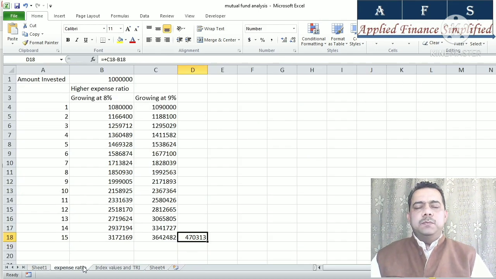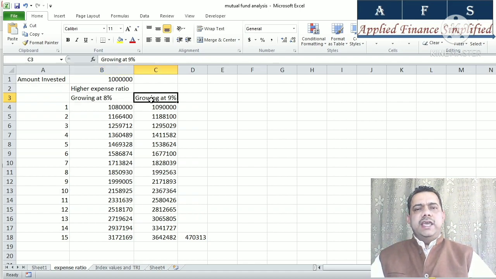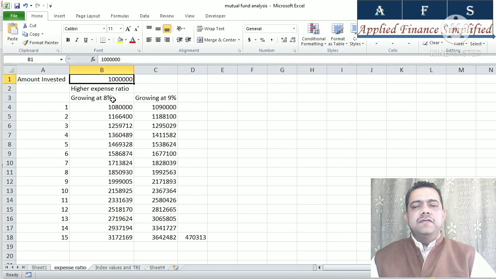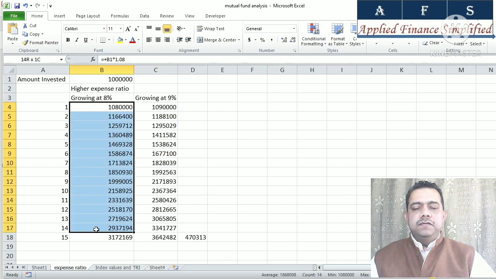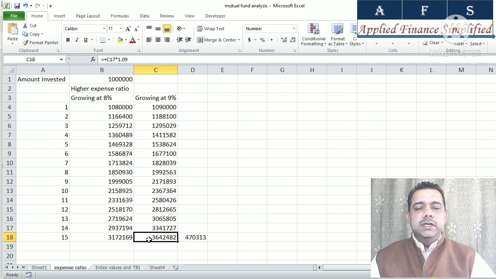Now let me take you and explain the last thing, what happens when the expense rates are higher. So we have created two situations. In one situation, since the expense rate is higher, your fund is able to generate an 8% return. And here, in the second fund, the expense rates are lower because you are using a direct plan, and hence the returns are 9%. If you invest 10 lakh and the fund grows at 8%, then at the end of 15 years, the value of fund will be close to 31,72,000. But if the fund grows at the rate of 9%, then the value of your fund is 36,42,000.